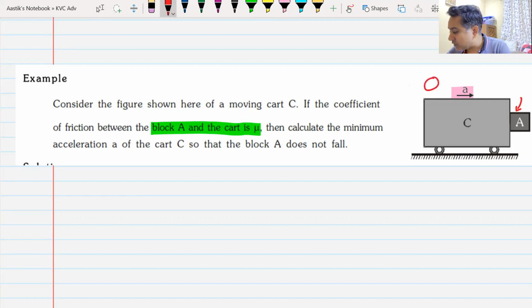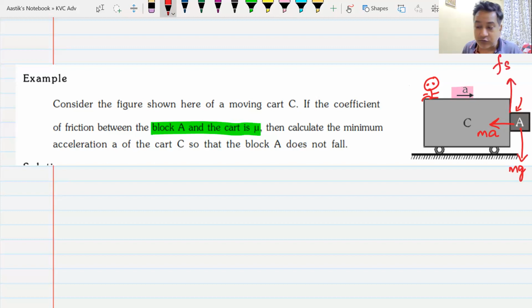You don't have to do this because you will not get this much time in the examination, or you will sit on the top of this and then you will write the equation of this block. When you write the equation of this block, you will have to apply a pseudo force ma, yes or no? You'll have to apply a pseudo force ma, then the other force will be mg, and whatever is trying to stop it will be static friction, yes or no?